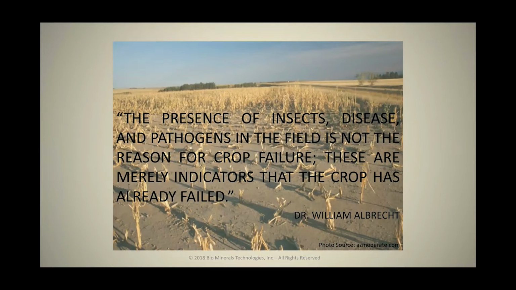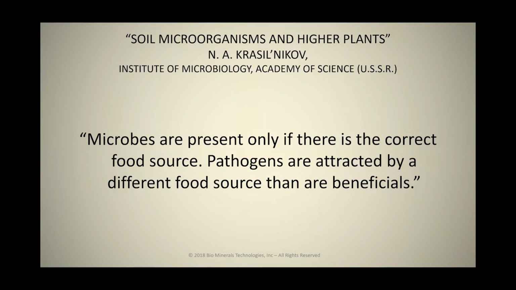Dr. William Albrecht, professor of soil science, University of Missouri for 4 decades, 40 years. The presence of insects, disease, and pathogens in the field is not the reason for the crop failure. These are merely indicators that the crop has already failed. So this brings us to another brilliant concept that the researchers completely understood. Microbes are present only if there is a correct food source. Pathogens are attracted by a different food source than our beneficials.